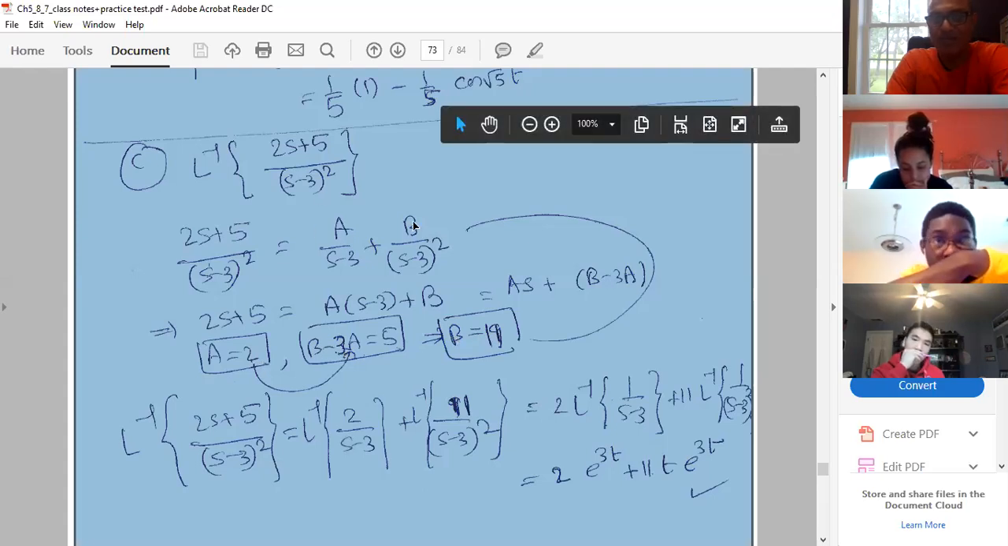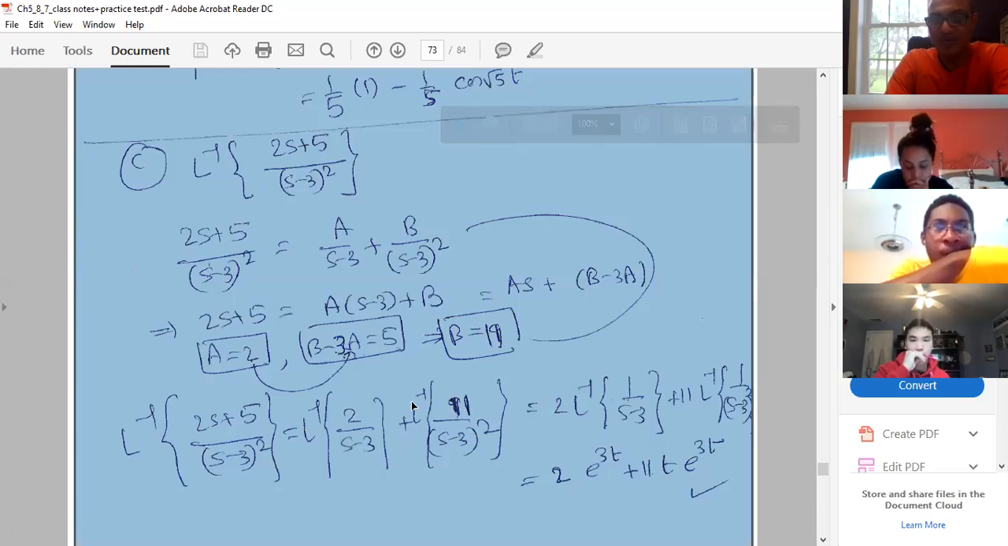Go back and plug it over here. Take the inverse Laplace transform, that's what the example demands. Take this 2 out, take this 11 out. 1 over s minus 3 is simply e to the power 3t. What is 1 over (s minus 3) squared?